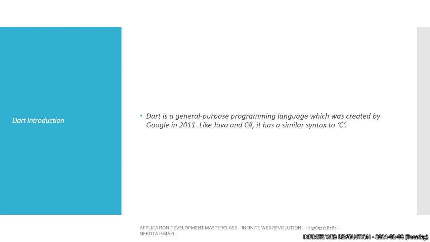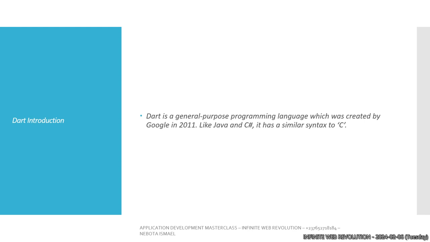Now, that introduction, let's talk more about Dart. It's a general purpose programming language which was created by Google in 2011. Like Java and C#, it has a syntax similar to C. While we'll be programming with it, you are going to see it a lot. It is very good when it comes to programming, almost like C.